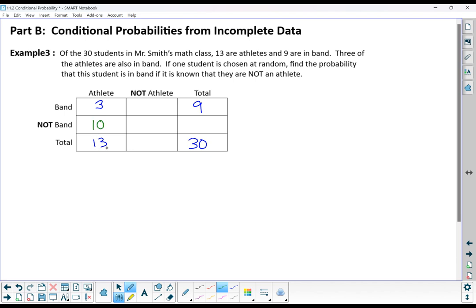So since the total of the athletes is 13 and 3 of them are in band, we know that there are 10 that are not in band. We know that there are 9 band students in total. Since 3 of them are athletes, that means 6 of them are not athletes.